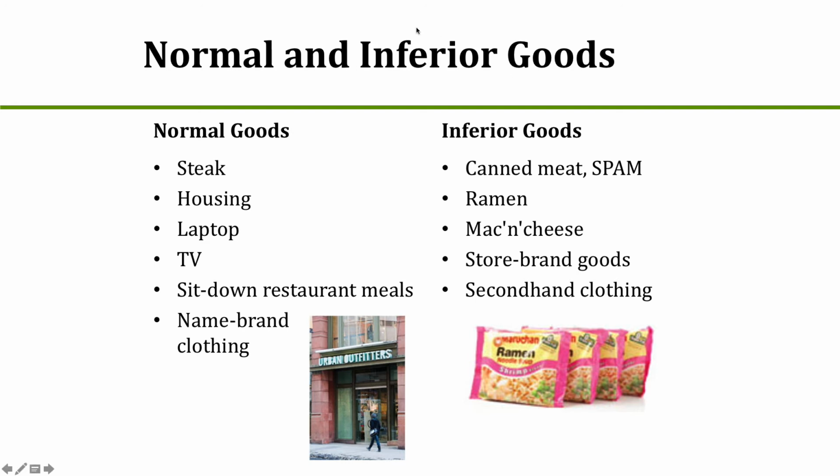And other things, secondhand clothing, it's also an inferior good, because when you're really rich, why should you buy secondhand clothing? You will directly go to high quality brands and buy name brand clothing. Of course, it depends on your preference, but I'm talking about the general consumer preferences.